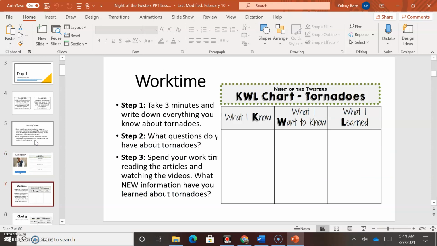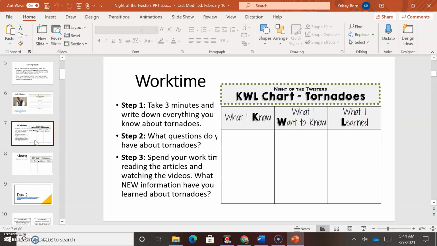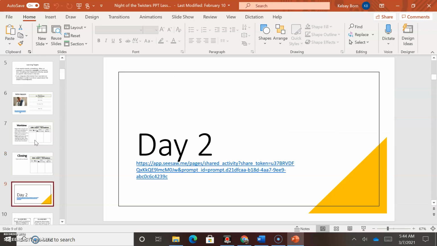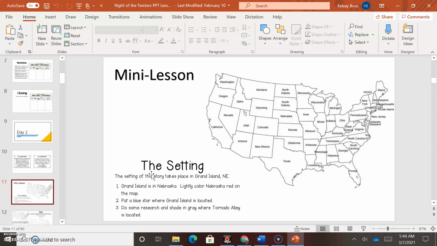And then we did a KWL on tornadoes, which I'll show you some of my students' work on in just a moment. And I made this pretty usable. I made all of these activities in Seesaw so that any teacher can implement this moving forward.